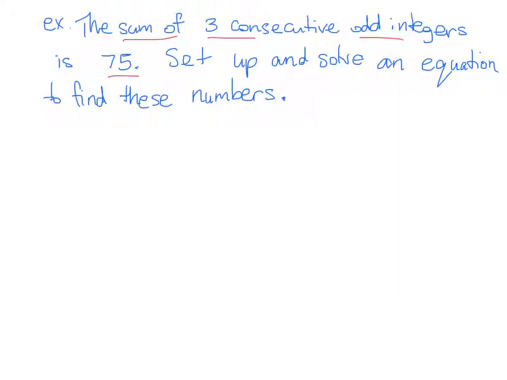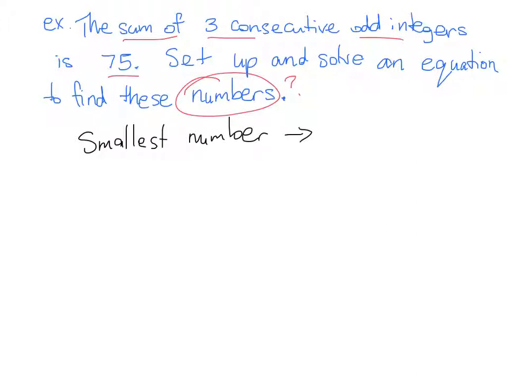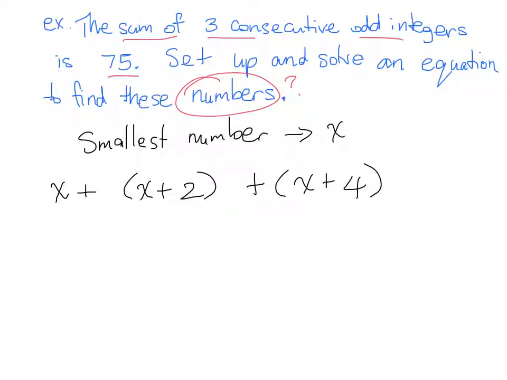Okay, so when we need to define our variable, you want to use one of the numbers. As I said before, I like to use the small number. So I'm going to say the smallest number in my 3 numbers, I'm going to call it x. All right, so if I have x as my smallest number, then the next number up will be x plus 2, this time because the numbers are odd, and so they're jumping by 2. And the third number would be x plus 4, again because it's jumping by 2's. And when you add all 3 numbers, you get 75.